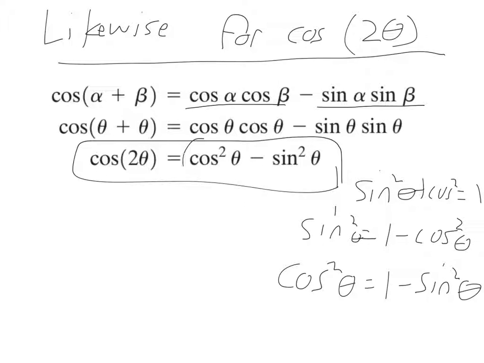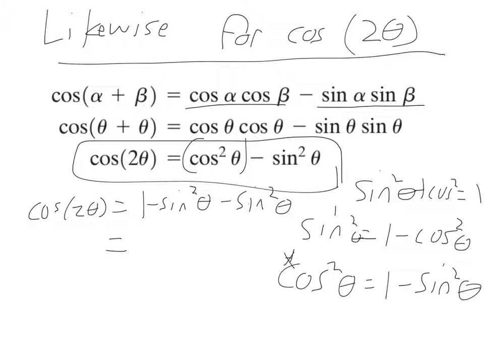So if you were to substitute in 1 minus sine squared for cosine squared, you'd have cosine of 2 theta equals, instead of cosine squared, 1 minus sine squared, and then minus sine squared again. So we could rewrite this formula as just 1 minus 2 sine squared of theta.